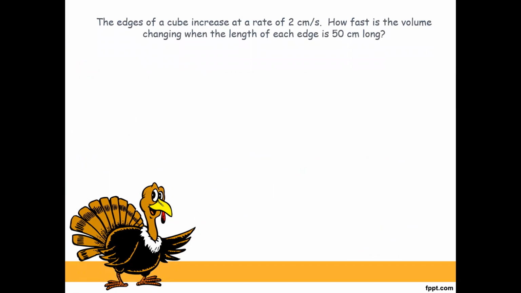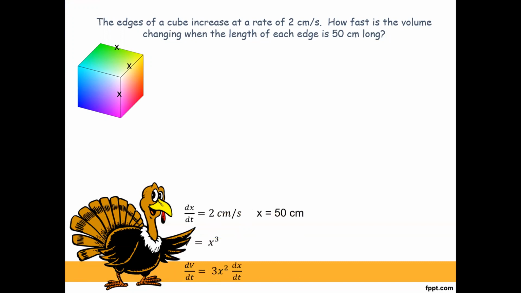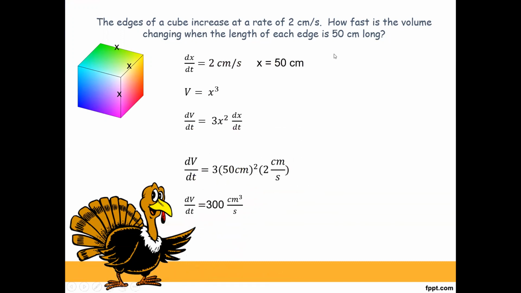Okay, now we're dealing with a cube, 3 dimensions. The edges of a cube increase at a rate of 2 centimeters per second. How fast is the volume changing when the length of each edge is 50 centimeters long? There's our cube. It's got length, width, and height, and they're all the same type of edge. So each edge is x. So the rate of change of x with respect to t is 2 centimeters per second, and the length of each edge, which would be x, is 50 centimeters.